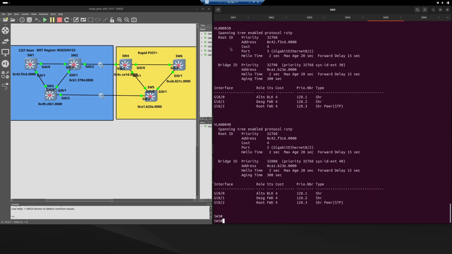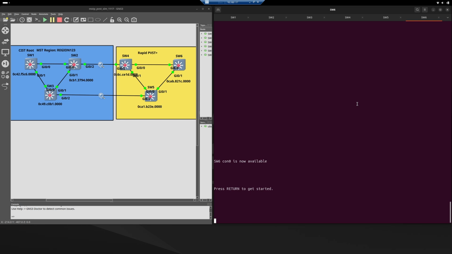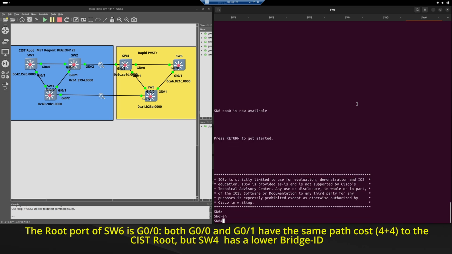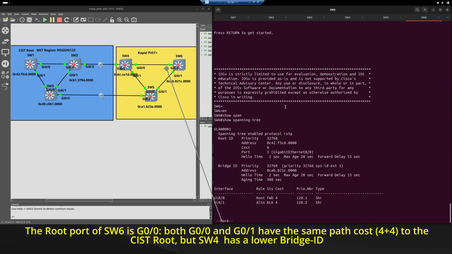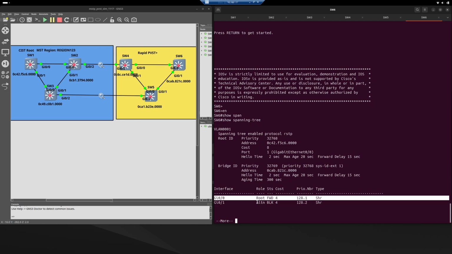And on switch 6, the root port should be G0/0 because switch 4 has a lower bridge ID than switch 5. So let's verify, show spanning-tree, and indeed G0/0 is the root port in the forwarding state, and G0/1 is blocking.